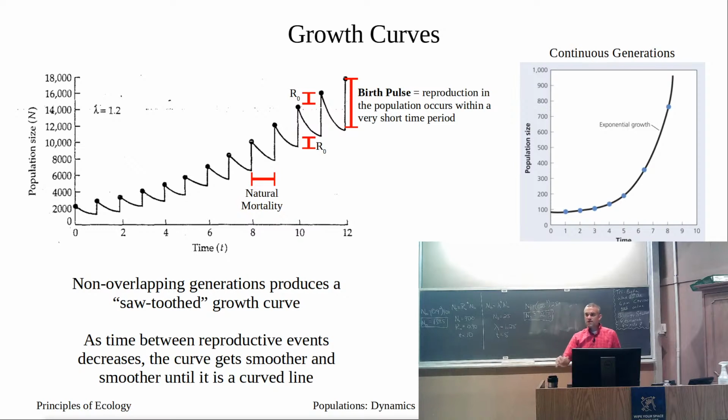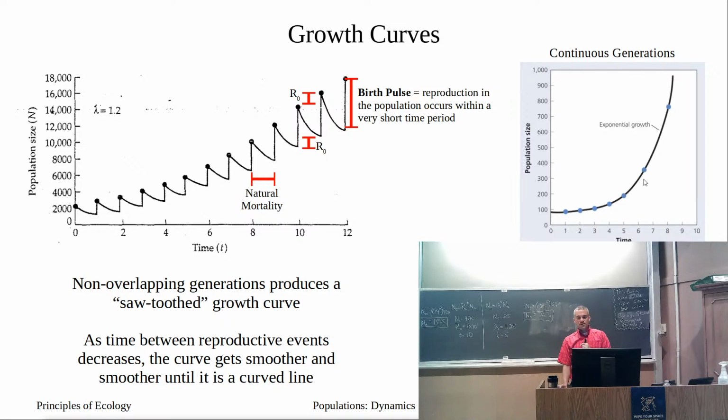Now, not all organisms have this discrete reproductive period. Sometimes we're going to have these reproduction periods that can occur more frequently. When we have those periods, what we're going to do is reduce the amount of time that happens before our birth pulse. And if we reduce the amount of time between our birth pulses, what we've done is reduced how many individuals actually die from natural mortality. And if we keep reducing that period, what we end up doing is making these saw teeth smaller and smaller and smaller until we get to a smooth line.